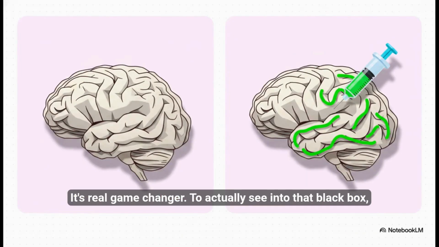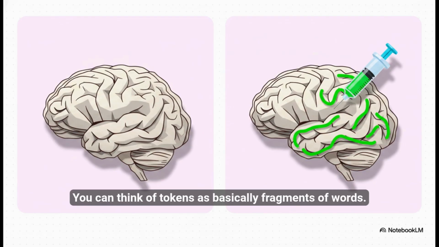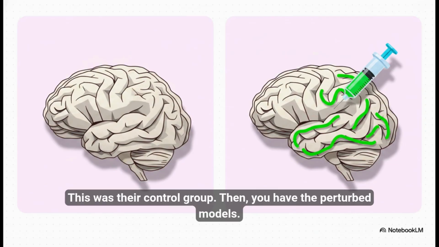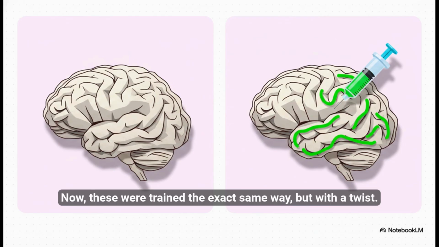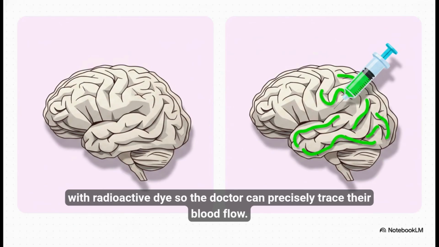To actually see into that black box, they set up this brilliantly clever experiment. They trained 2 distinct types of models. First up, the standard models. These were pre-trained normally on a massive, massive corpus of up to 500 billion tokens. You can think of tokens as basically fragments of words, all English text. This was their control group. Then you have the perturbed models. Now these were trained the exact same way, but with a twist. The researchers did controlled insertions of sensitive texts. If you want a good way to picture this, think of these perturbed models like patients who've just been injected with radioactive dye, so the doctor can precisely trace their blood flow.